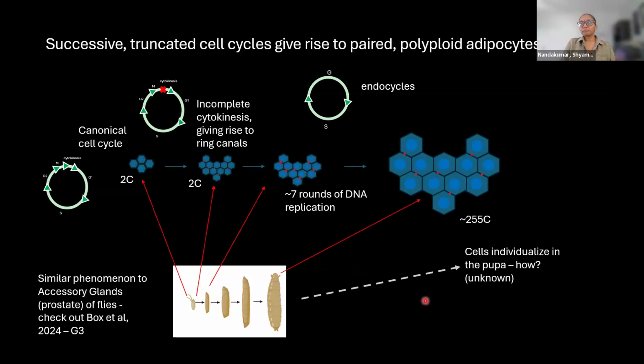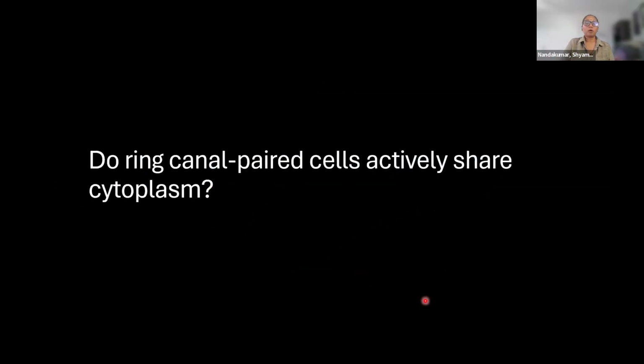Okay, so now that we've found that adipocytes are potentially paired to one another through ring canal-like puncta, my next question became, are they functional? Do they share a cytoplasm? These are very, very small openings, and the cells are huge. So is the ring canal functional?